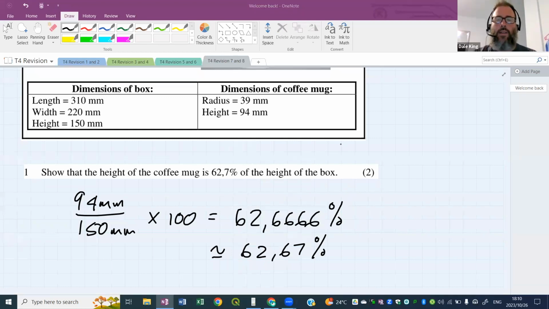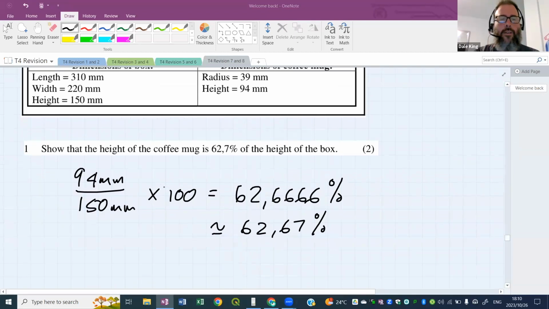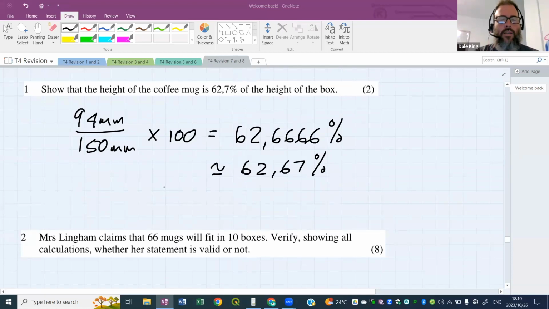All right. Nice and easy. Nice warm-up question. So prove, you have to show all your calculations for when they say prove or show. Make sure you write down all the steps that you got. Okay. Not bad. Let's see the next one.